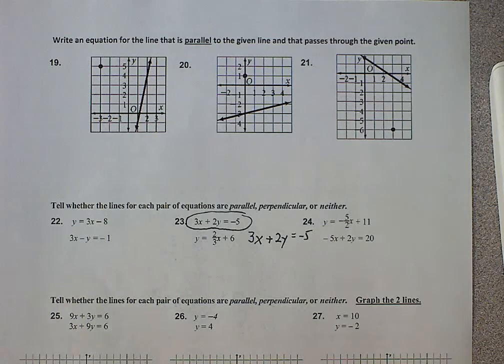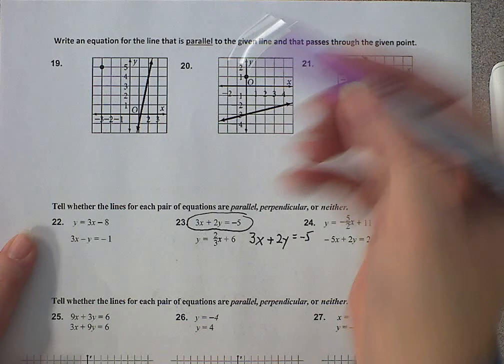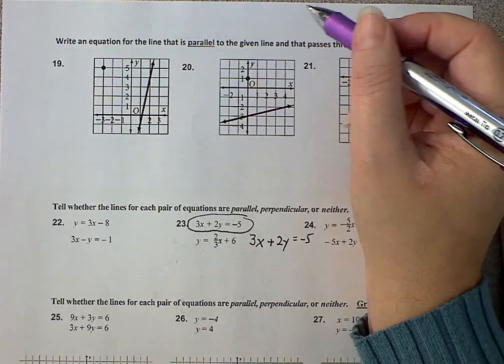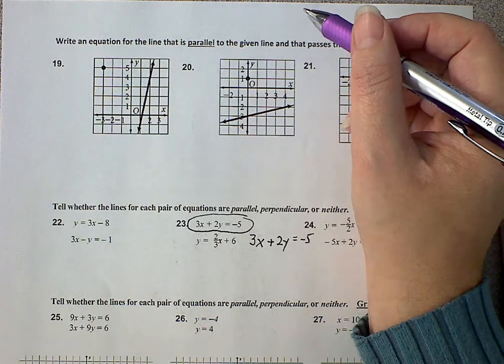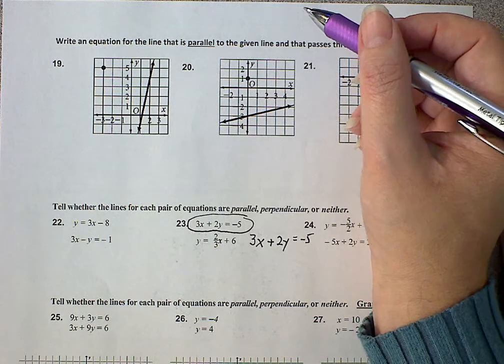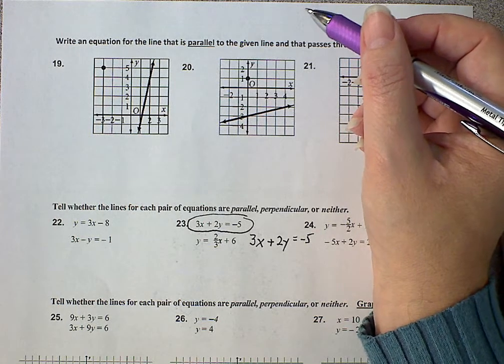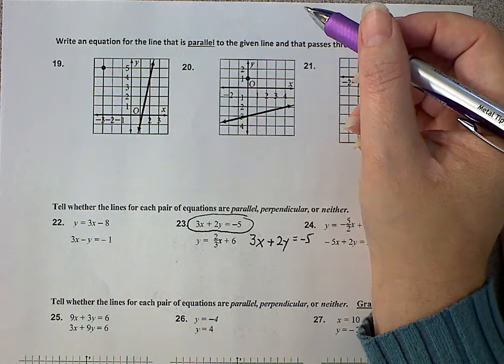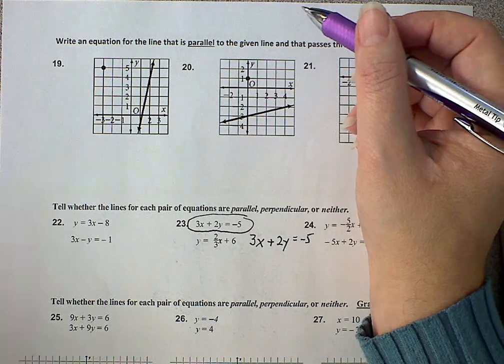All right, number 19, we have the first thing you have to always do. The first thing, always, in this whole entire section, you must find what? What's our first goal? The slope is right. Without the slope, you can't do anything. So the first thing we have to do is find the slope.